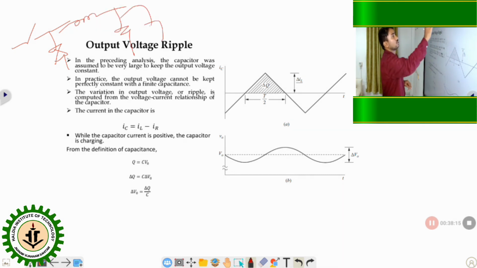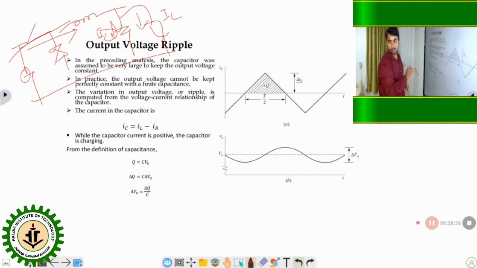Then what will be the IC current? IC current will be IL minus I0. We can get this IC current. So here this is the graph of the IC current. At first energy will be stored here.